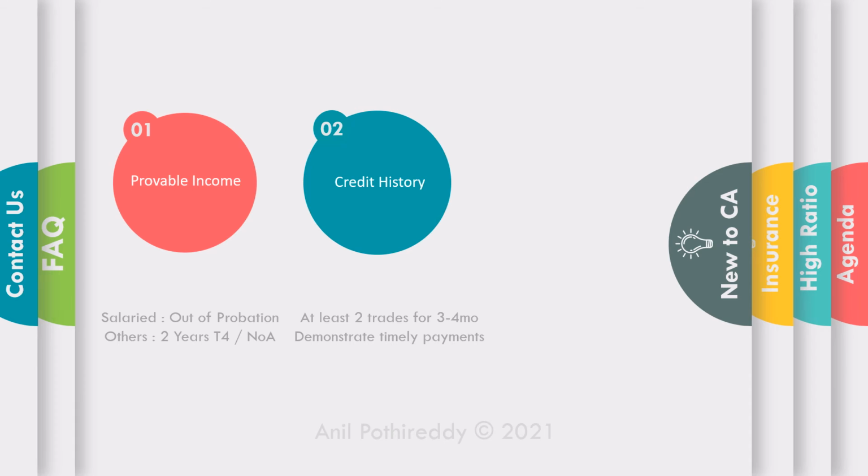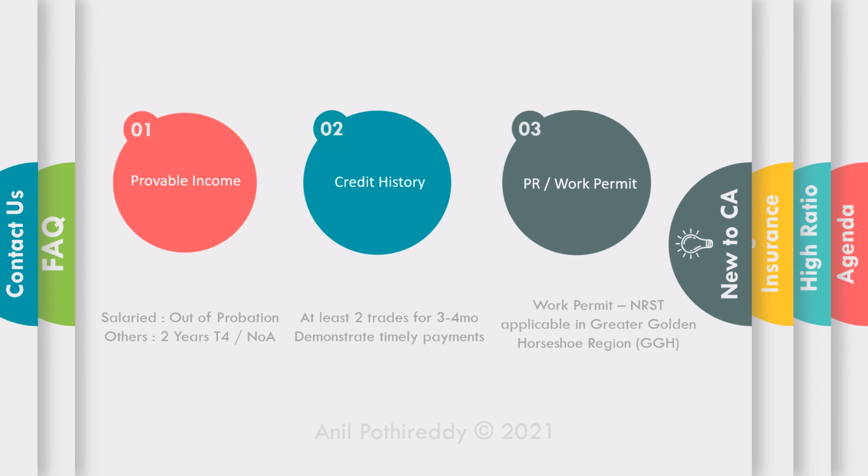The other important requirement is to have a decent credit history. So my advice to all the new immigrants is to open a credit card account as soon as possible so that you start building your credit history by making timely payments every month. It's recommended to have at least 2 trades for 3 to 4 months before we apply for a mortgage so that we demonstrate your payment history.